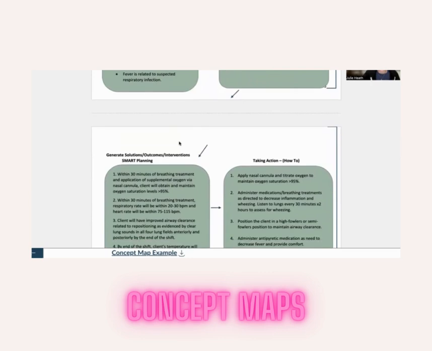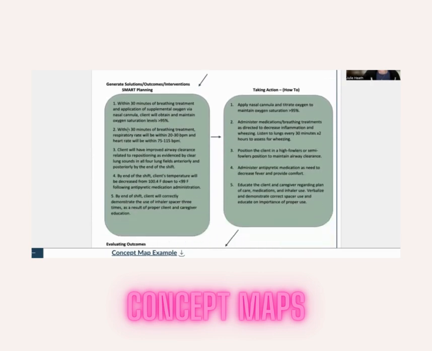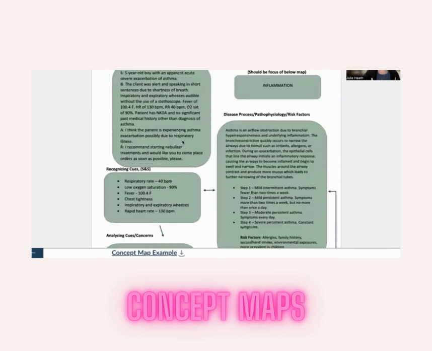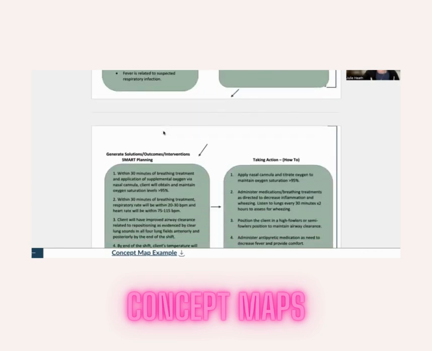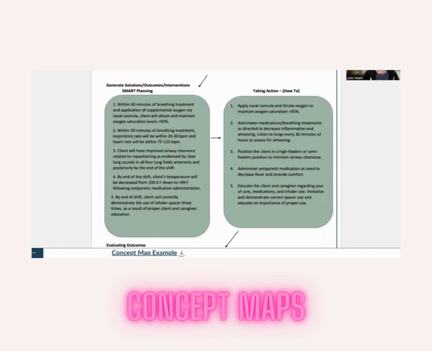So we want it to slow down. Their goal within 30 minutes is to get his breathing a little bit more under control. So within 30 minutes, we want his respiratory rate to slow down a little bit more to be within 20 to 30 breaths per minute, and his heart rate will be within 75 to 115 beats per minute. And right now it's 130 beats per minute. It's kind of a combination goal, but that is very good, they're related.